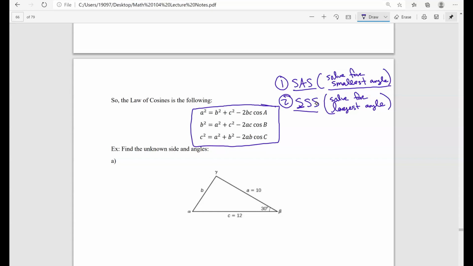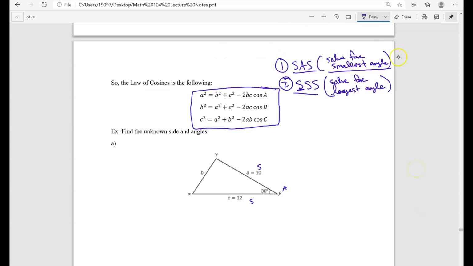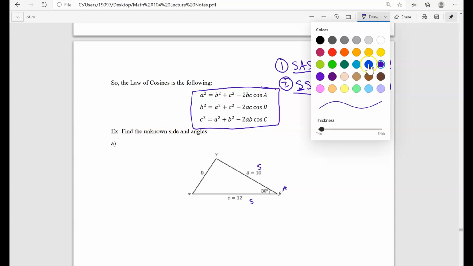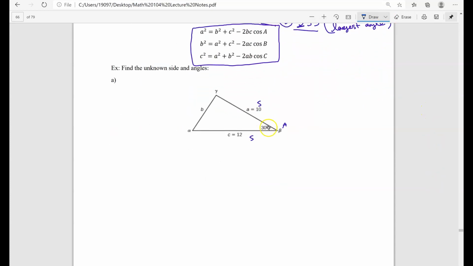So let's start off with a couple of problems. Here we want to find the unknown side and angles. Notice here we have the side-angle-side case, and we have alpha, beta, and gamma. In this case, we want to solve for the smallest angle. The smallest angle is always going to have the smallest side. So notice here, you have this 30 degrees, and you have this b, and then you also have this a and this c, this alpha and gamma.